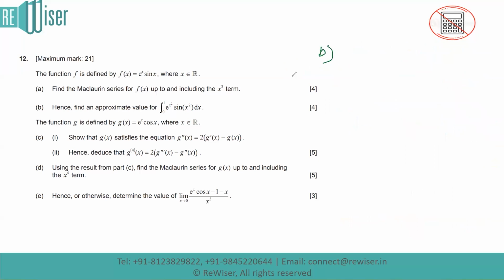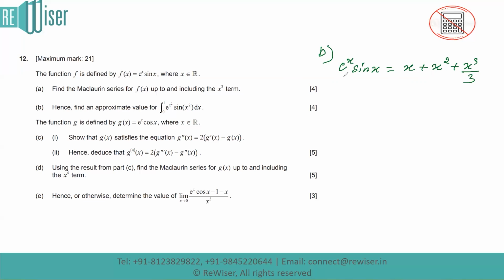Next, for part B, hence find an approximate value of this integral. In order to do that, first of all, we know e power x times sine x up till the x cubed term. The expansion is going to look something like x plus x squared plus x cubed by 3. And this is what we have proved.